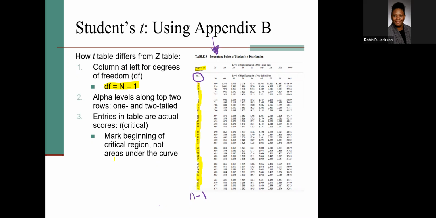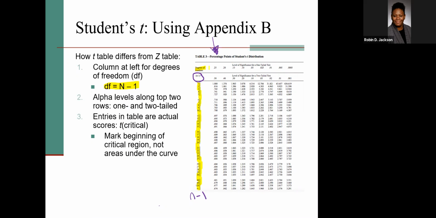So I think for the treatment of alcoholics, I think that number was 117. So you would take 117 minus 1. That's your degrees of freedom. And what you do is you find it in the table. Okay. All right.